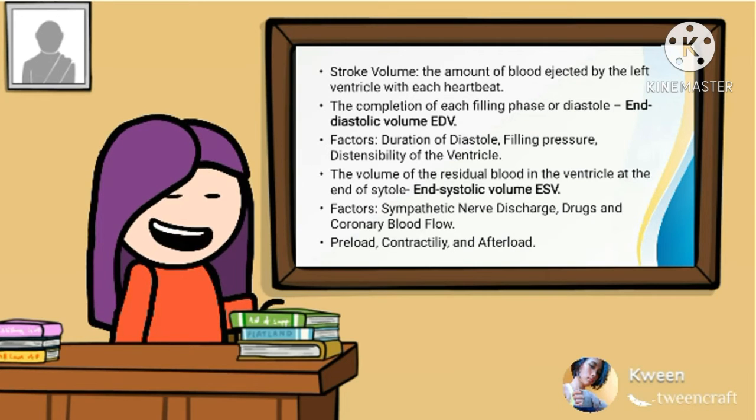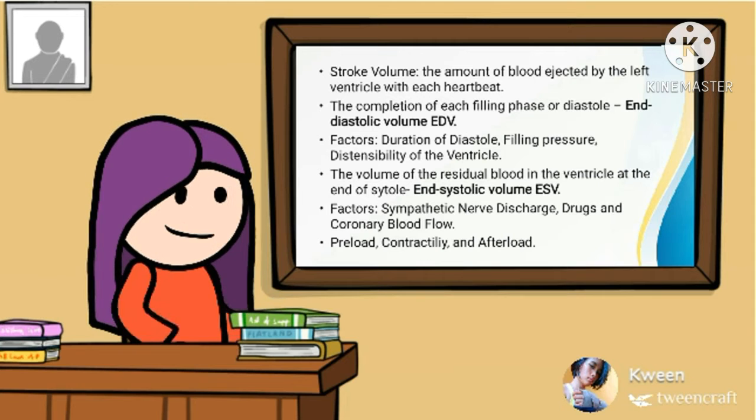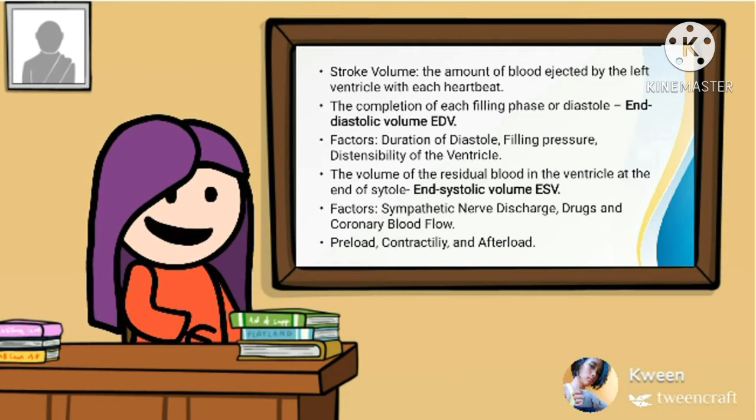Another factor is filling pressure. Blood flows from areas of higher pressure to areas of lower pressure. The greater the pressure during diastole, the more rapid is ventricular filling. And then last, the distensibility of the ventricle. Increased diastolic distension contributes to stroke volume by increased diastolic filling and also by increased systolic ejection and more complete ventricular emptying.